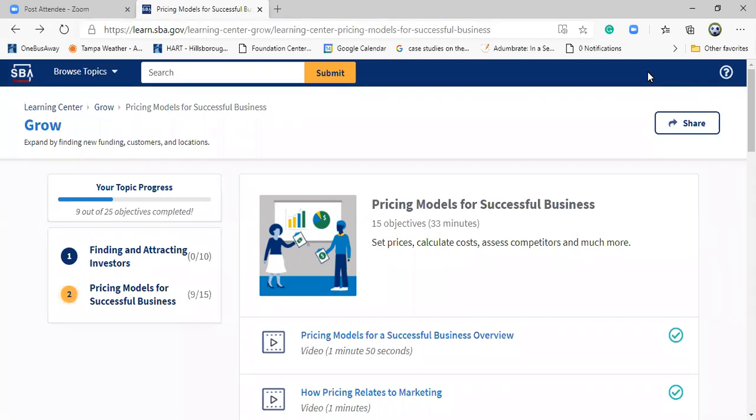So what are we going to learn tonight? We're going to learn, first of all, how do you set your price? How do you calculate what the cost is? How do you assess who your competitors are? How do you compare pricing and marketing? How do you use the 4 Ps when you look at how to market a particular product or service? And the 4 Ps are product, place, promotion, and price.